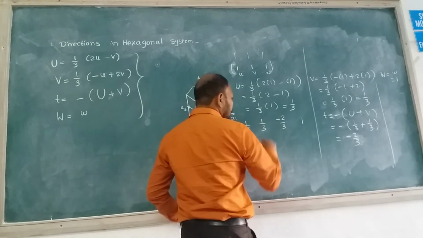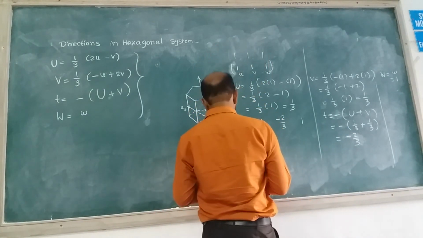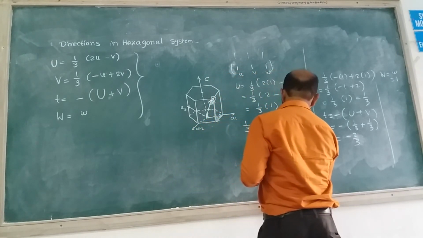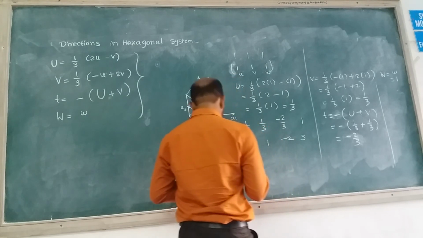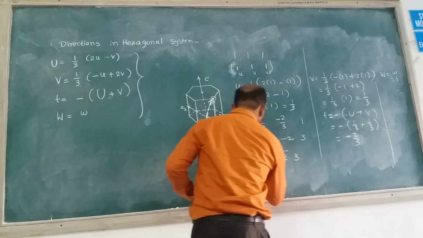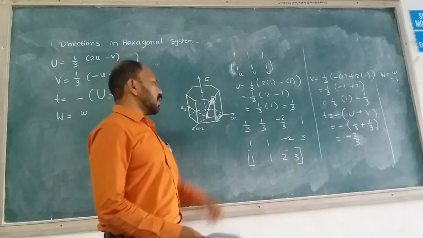If we take the integral values, then 1, 1, minus 2, 3. So 1 1 2 bar 3. This is the square bracket. So this is the representation for this point.